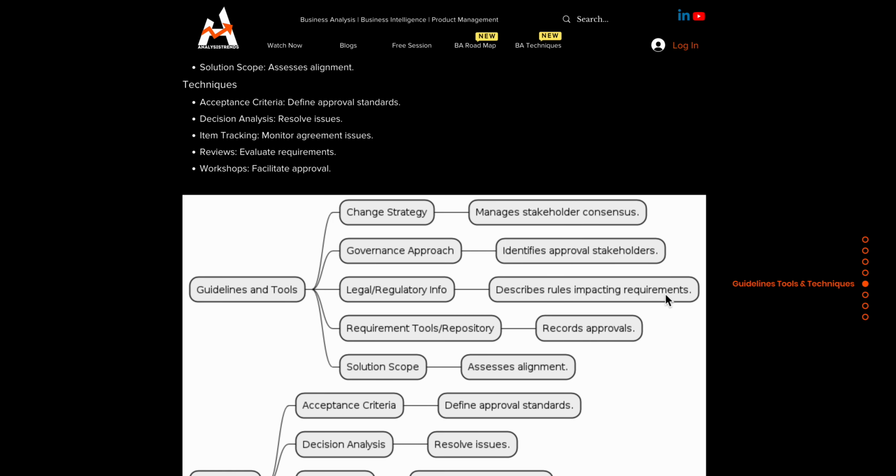The main guidelines we use here are the change strategy, governance approach, legal and regulatory information, requirements repository, and solution scope. All of these are important to get approval from the stakeholder, because you are dealing with this particular requirement and design from both angles.